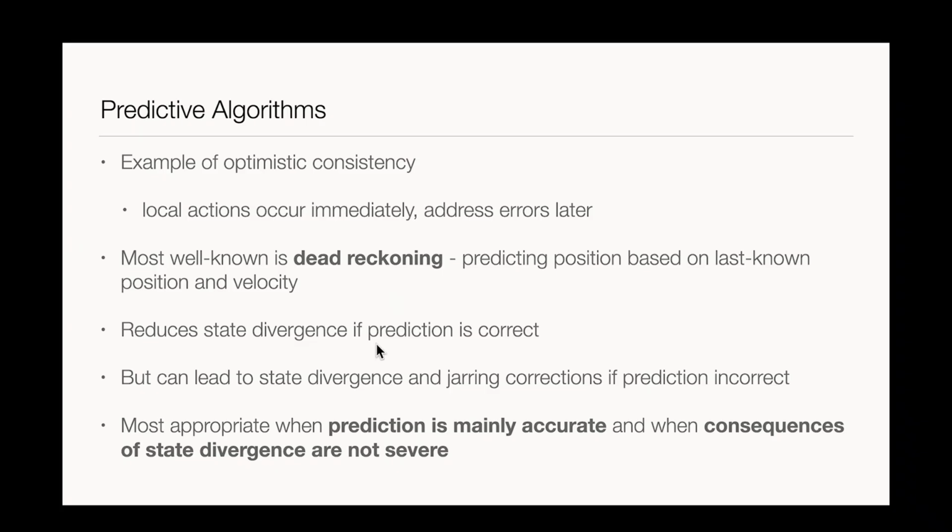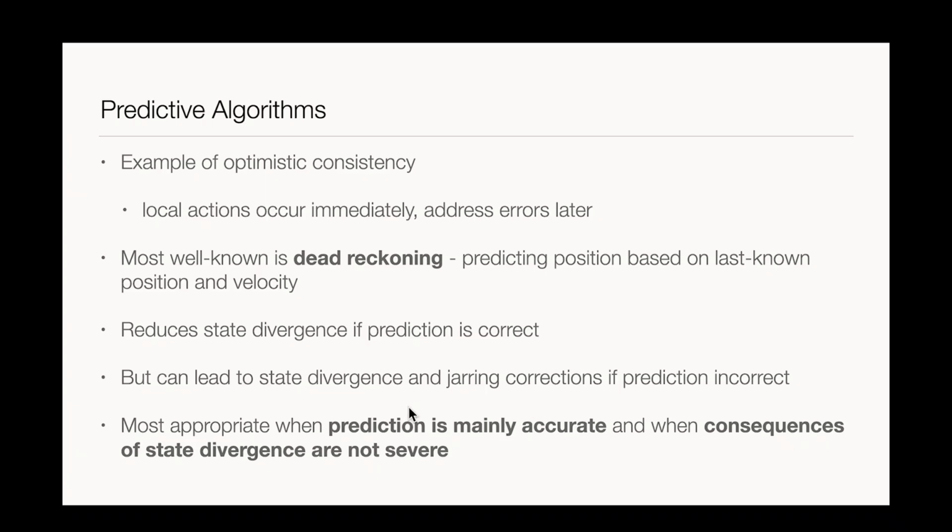If your predictions are correct, or reasonably correct, then this works pretty well. So if your game involves things that are moving more or less at a regular speed, this is probably not a bad way to do things. Of course, eventually, if your delays are very long in how much time it takes for the server to update the other clients of what's going on, you end up having to fix the problems, and so now you also have to deal with the error correction. So you might consider using a predictive algorithm when your predictions are probably more or less accurate, and when you don't really care if there's some sort of state divergence.